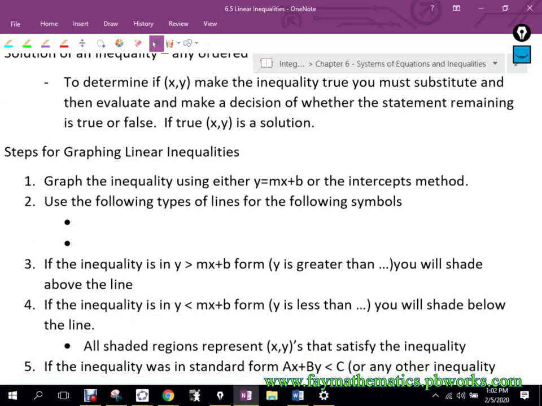All right, so steps for graphing. We're now here at step 2. This is one of the differences between what we've done and what we're going to do. If you are going to use that symbol or that symbol, so less than or equal to or greater than or equal to, you're going to graph with a solid line.